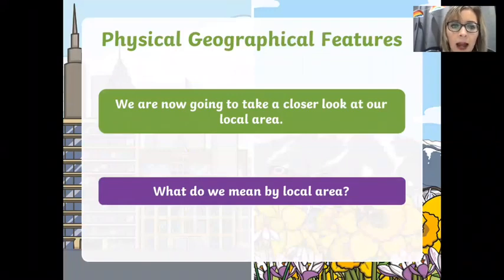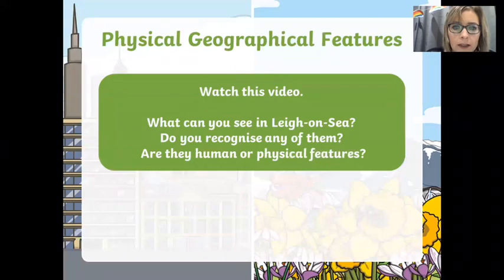Okay, so we're going to now look a little bit closer at our local area. Okay, now what do we mean by local area? That's right, it's the place in which we're living. And we've talked about our local area being called Leigh-on-Sea, haven't we? And I have gone a little bit further. I've gone a bit into Westcliff and Southend as well, but they're still quite local to where we are living. So we're going to take a look at human and physical features in those areas now.